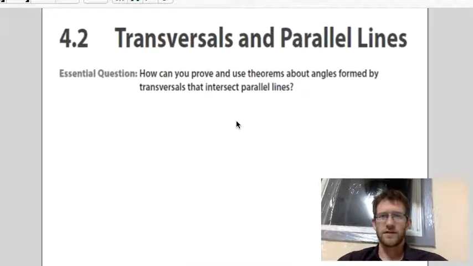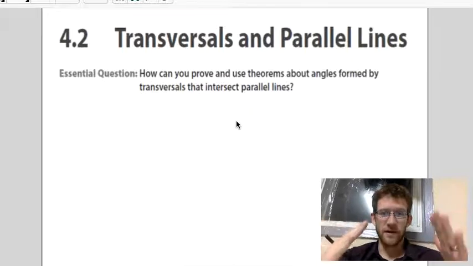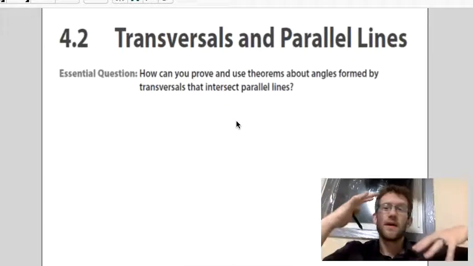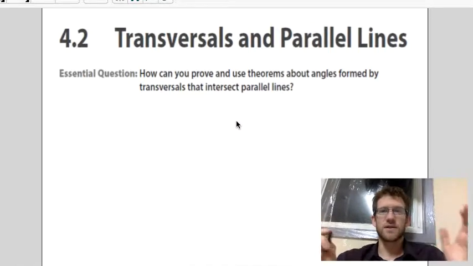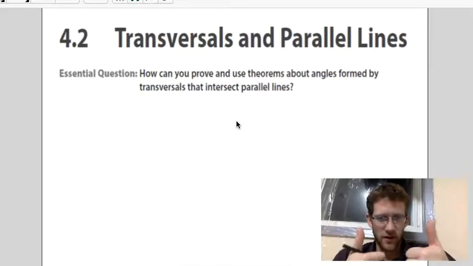4.2, transversals and parallel lines. And this one's actually really important because this will lay the foundation for a lot of our future understanding, for example, proofs, and a lot of our geometric properties with even triangles and stuff like that. So this one's important. Make sure you watch the whole thing, take really good notes, encourage your friends to take notes. That being said, you're here, which is great.